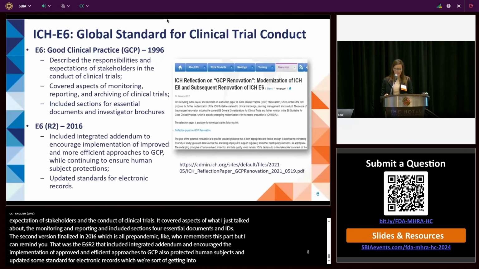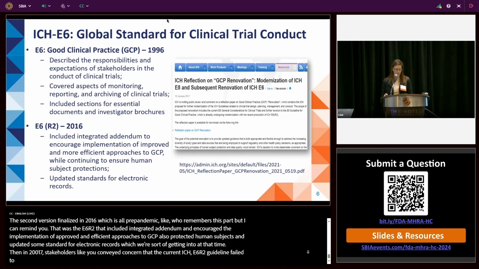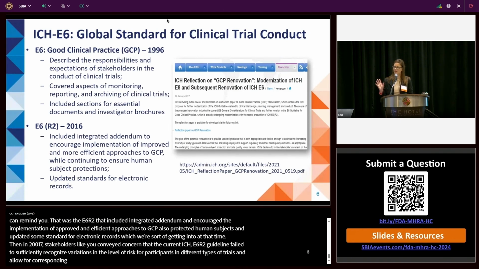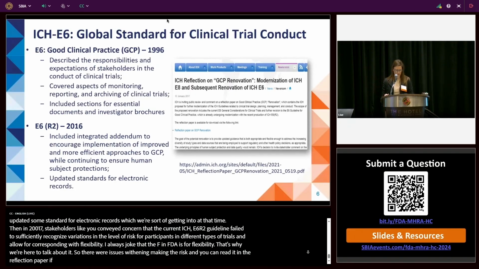Then in 2017, stakeholders like you conveyed concerns that the current ICH E6(R2) guideline failed to sufficiently recognize variations in the level of risk for participants in different types of trials and allow for corresponding flexibility. I always joke that the F in FDA is for flexibility. That's why we're here to talk about it. So there were issues with managing the risks, and you can read this in the reflection paper if you haven't already on the right panel, and there's a link to it at the bottom. You guys are going to get all these slides.